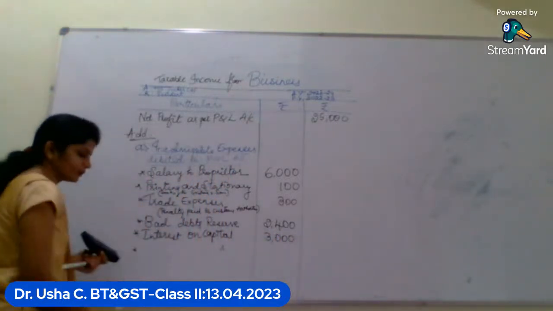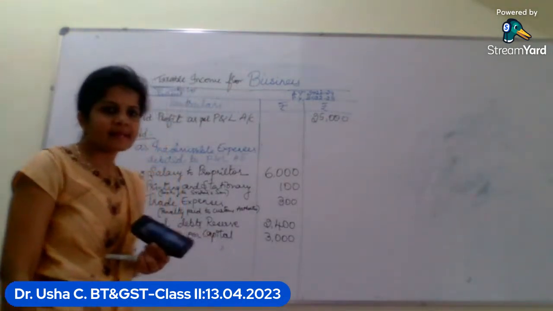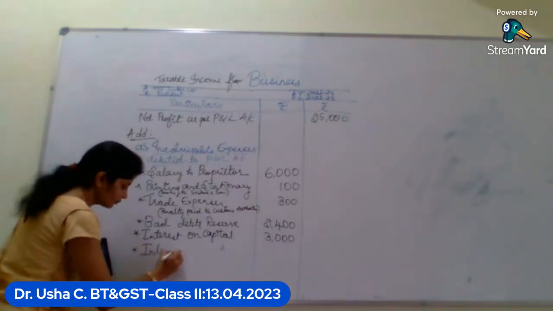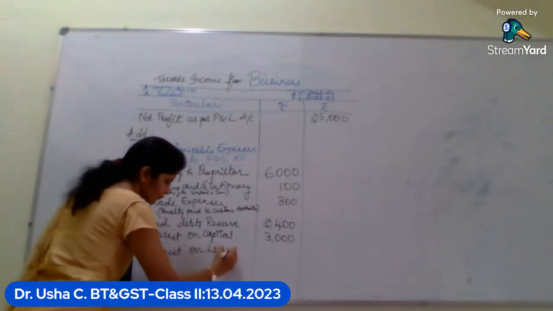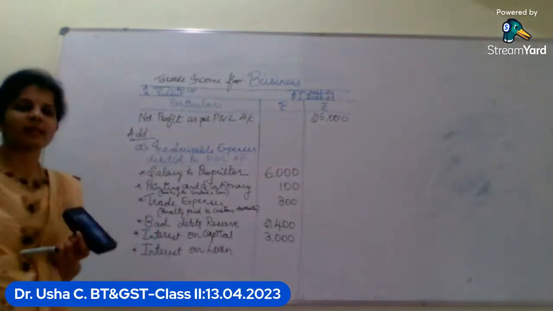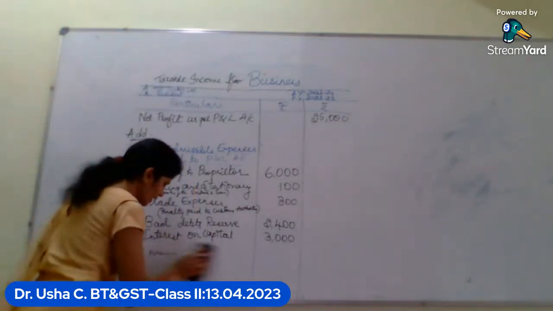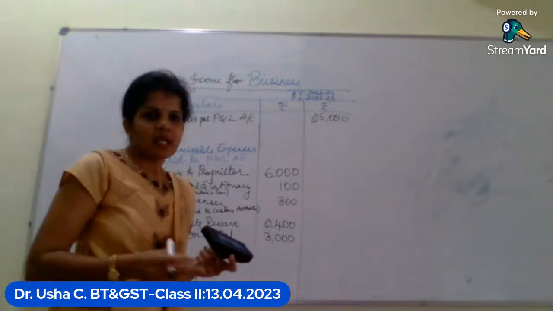Next, interest on loan. What is the amount of interest? Interest on loan is allowable expenses. Okay.